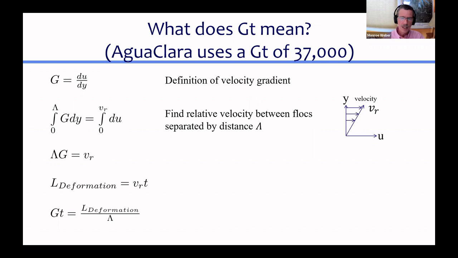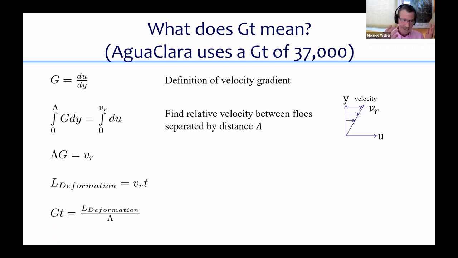And you can also think about, well, how far have these two particles moved as a function of time, given their relative velocity, given how far apart they are? And that's the deformation. So GT is dimensionless. You could think about it maybe many different ways, but the easy way that I'm proposing is to think about it as the distance that two particles travel relative to each other divided by how far apart they are.